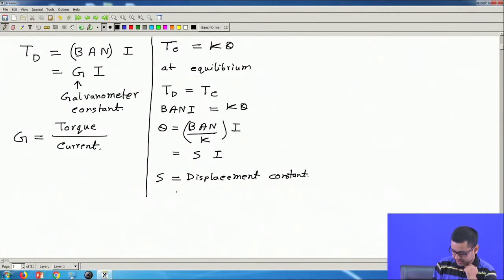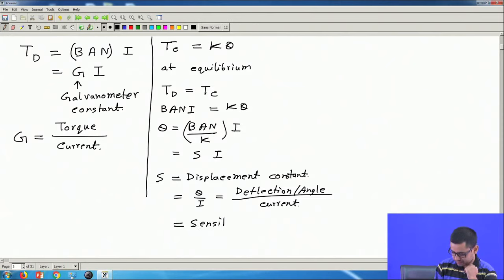Okay. Now, what is S? This is nothing but theta by I. So, S is like the deflection or angle per unit current. This we can also call the sensitivity of the instrument, and that is why I have used the letter S.